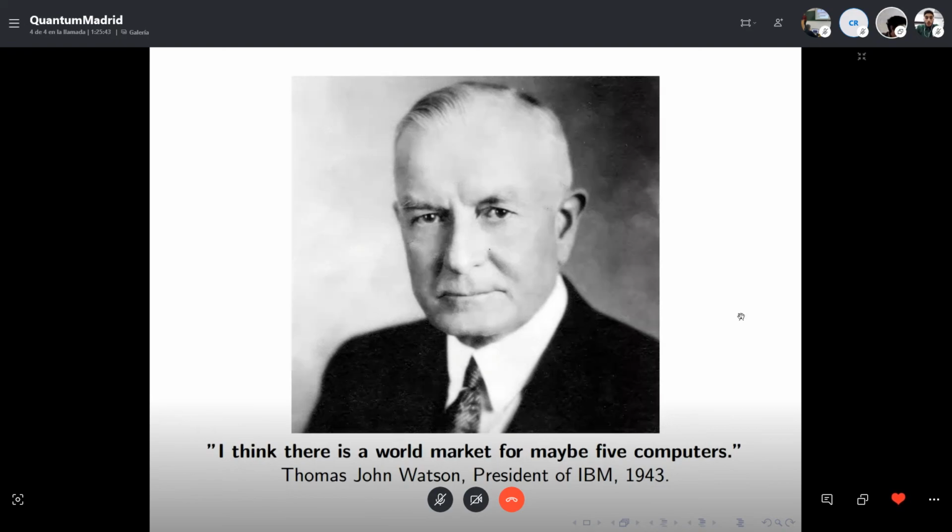To finish, I would like to end with a reflection. In 1943, Thomas Watson, this guy, who was the president of IBM, said, "I think there is a world market for maybe 5 computers." In those years, the first computers were being designed. It was the birth of computer science, and this phrase just shows that he never thought about the great impact that the computer would have on our society.